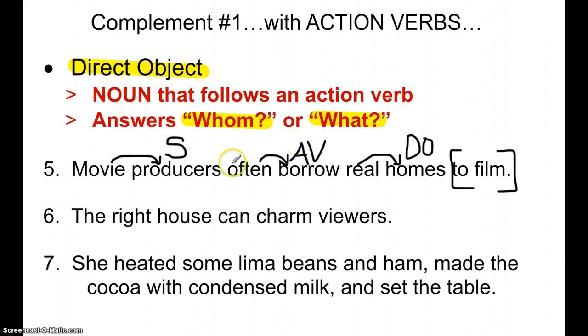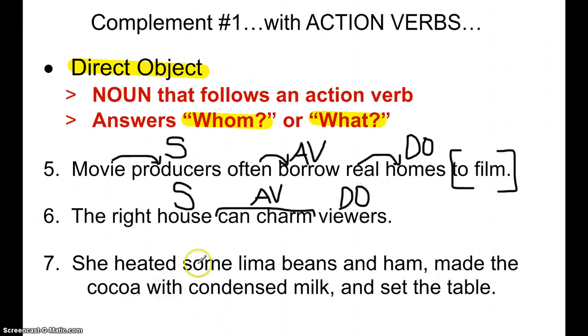So the next sentence says, the right house can charm viewers. What's the sentence talking about? That's our subject. House. What is the house doing? It charms, and it actually has a helping verb, which we haven't talked about yet, but we will. And together, they serve as an action verb. The house can charm whom or what? The house can charm the viewers. And since I answered that question, I have a direct object.